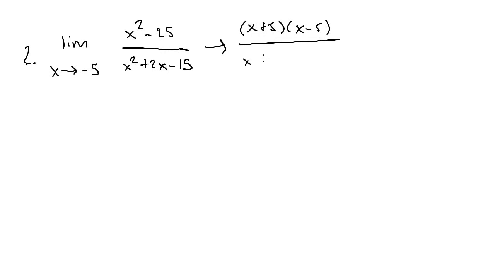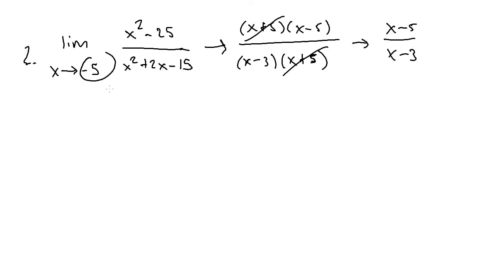So if I put (x minus 3) and (x plus 5), when these two are multiplied together I get x squared plus 2x minus 15. So that's how I know I've factored it properly. And now you can see that x plus 5 and x plus 5 actually cancel. So I'm left with (x minus 5) over (x minus 3).